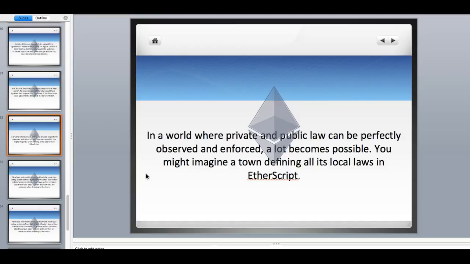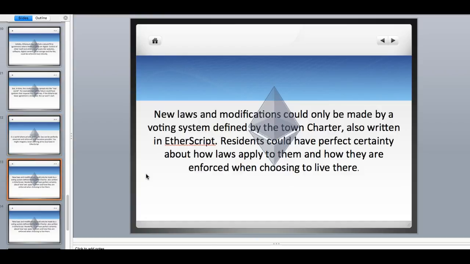In a world where private and public law can be perfectly observed and enforced, a lot becomes possible. You might imagine a town defining all of its local laws in EtherScript. New laws and modifications can only be made by a voting system defined by the town charter, also written in EtherScript. Residents could have perfect certainty about how laws would apply to them and how they are enforced when choosing to live there. Wow.